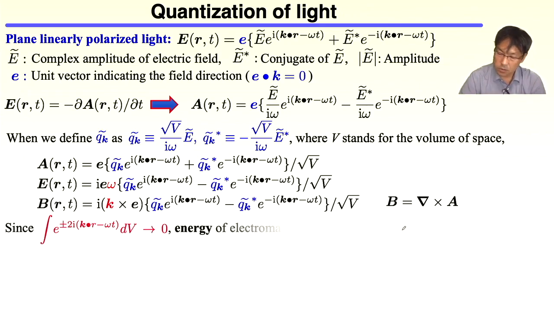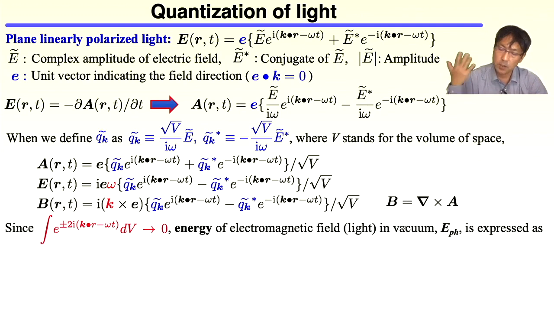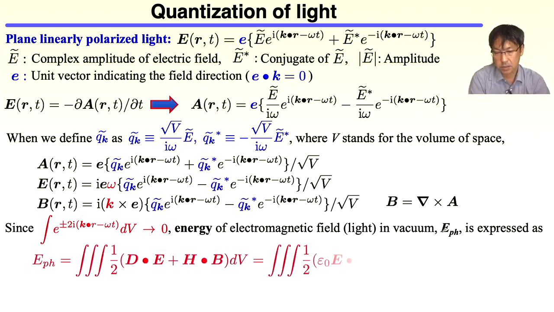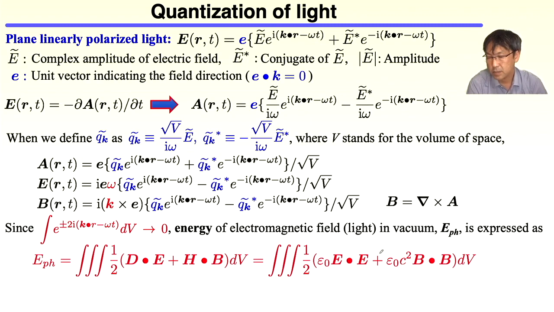Then we consider the energy of the plane wave light in vacuum. So that energy is defined as large E photon. According to the electromagnetism, energy of the electromagnetic field is given by this formula. So this is in the vacuum. We can easily rewrite this formula like this one.